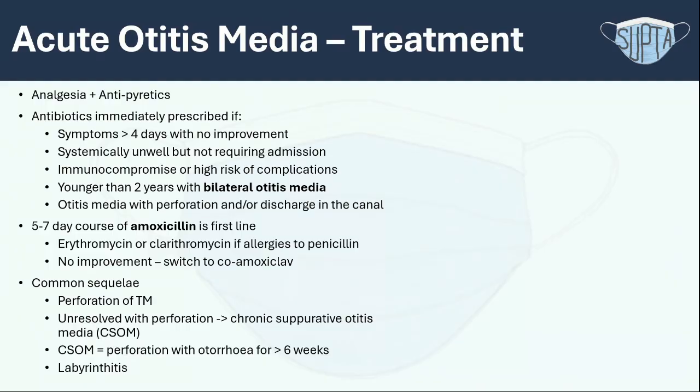And it's usually a 5 to 7 day course of amoxicillin, which is first line, and then erythromycin or clarithromycin if there's any allergy to penicillin, and if you don't have any improvement, then switch to co-amoxiclav. And then commonly, as I mentioned, perforation of the tympanic membrane. If it's unresolved with perforation, then you get the chronic picture, so chronic otitis media and labyrinthitis, things like that. And if you do have recurrent episodes of otitis media, cholesteatoma is also another thing to think about, which we'll talk about shortly.